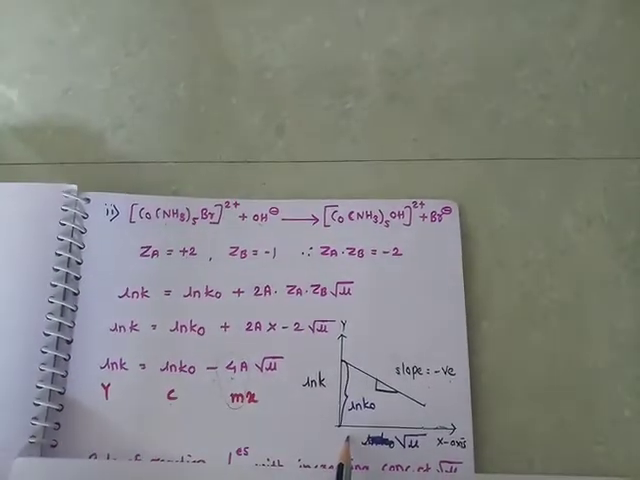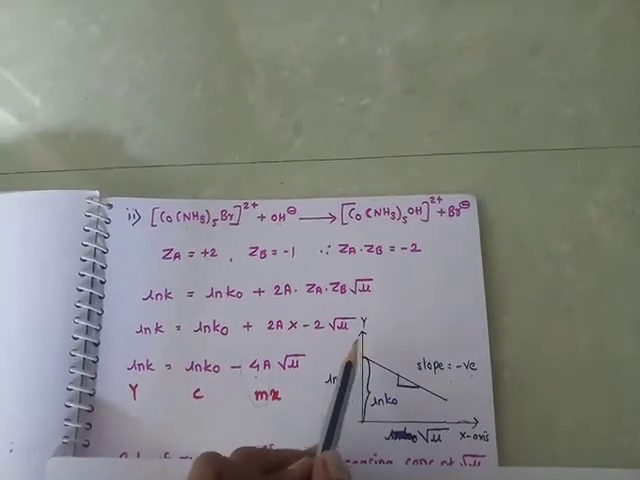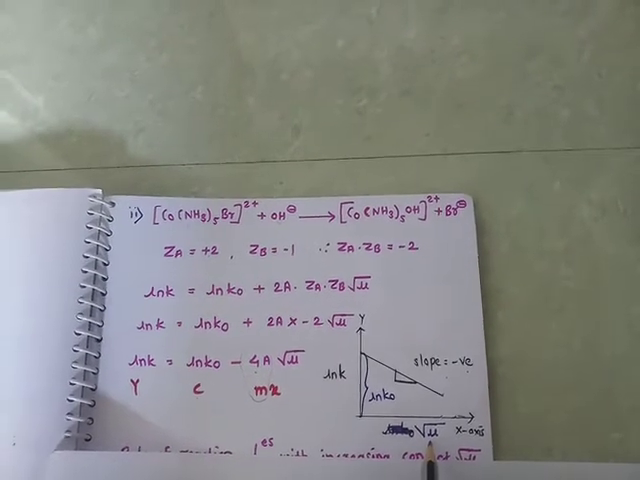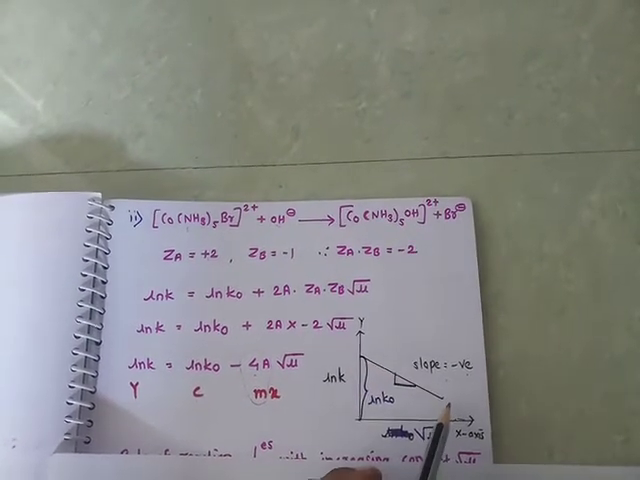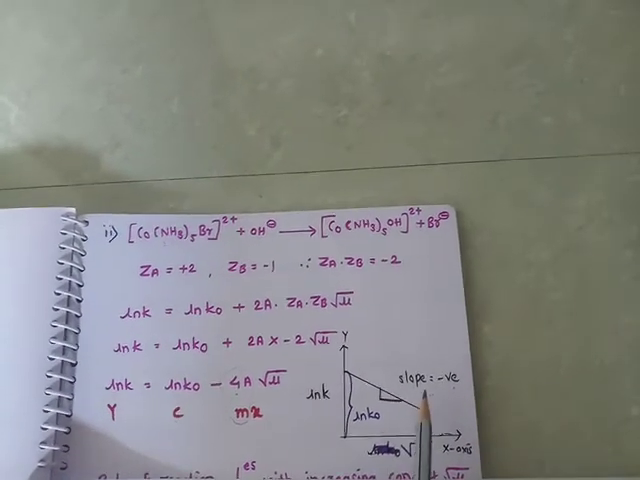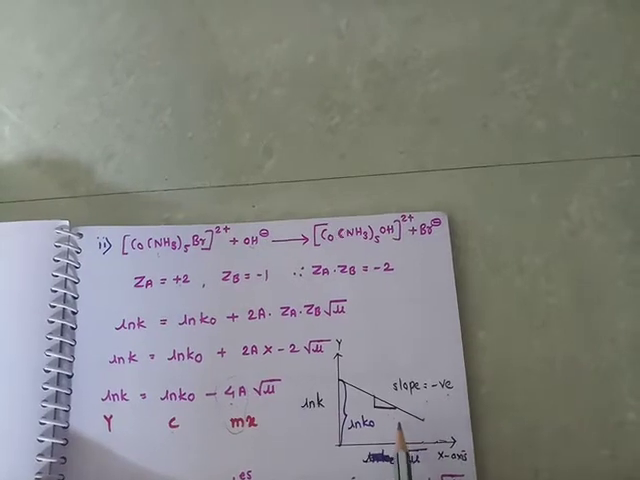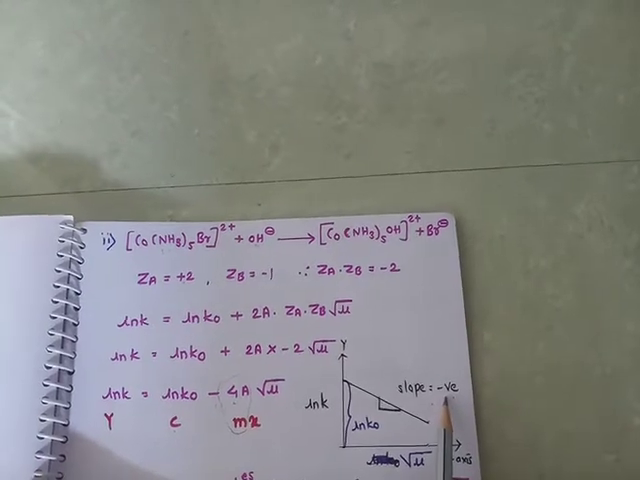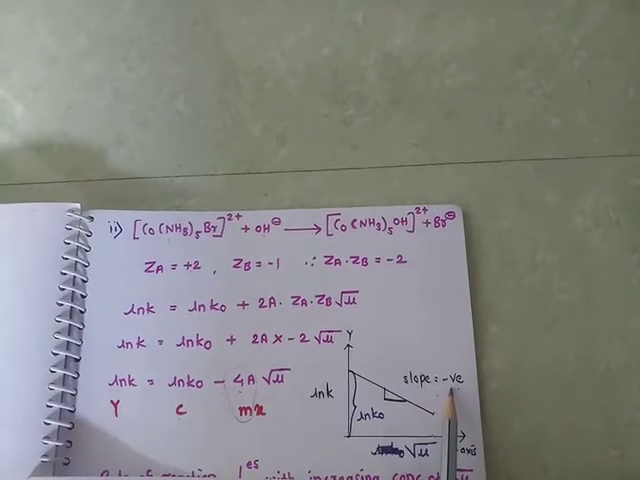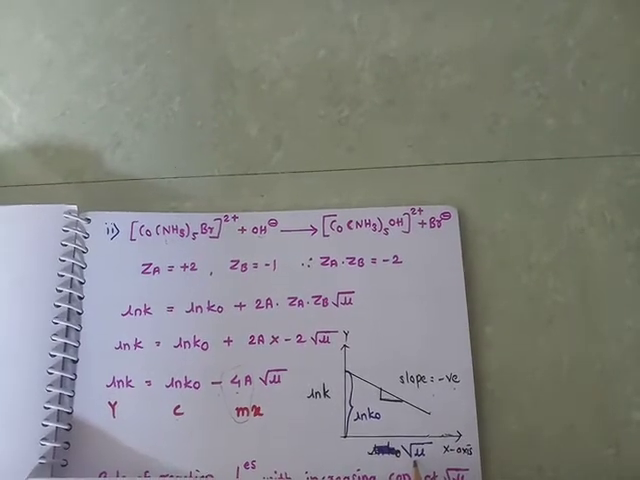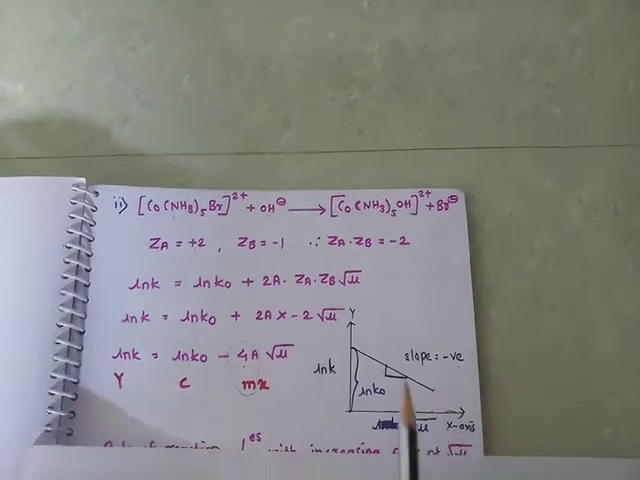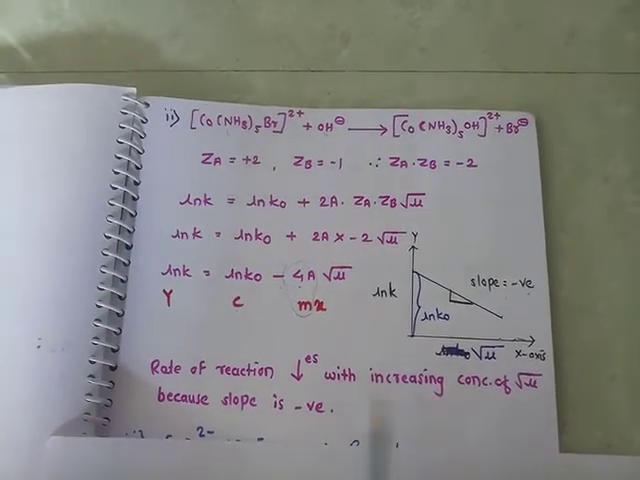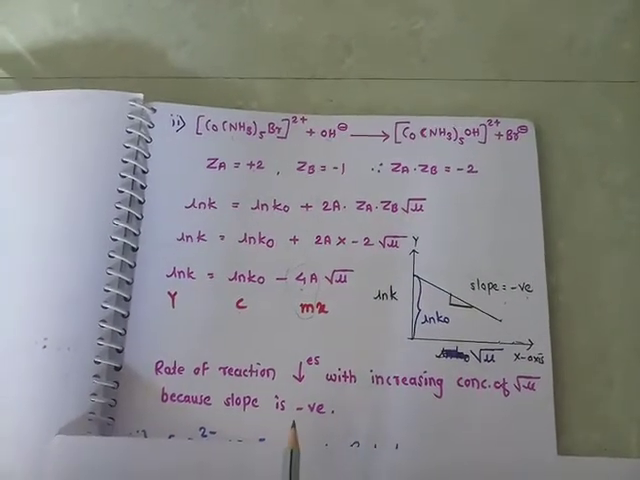This is the graph. When we plot the graph of log k versus ionic strength, we get a descending straight line because slope of the line is negative. We know that slope of the descending line is negative. This negative slope indicates that rate of the reaction decreases with increasing concentration of ionic strength. Rate of the reaction decreases with increasing ionic strength because slope is negative.